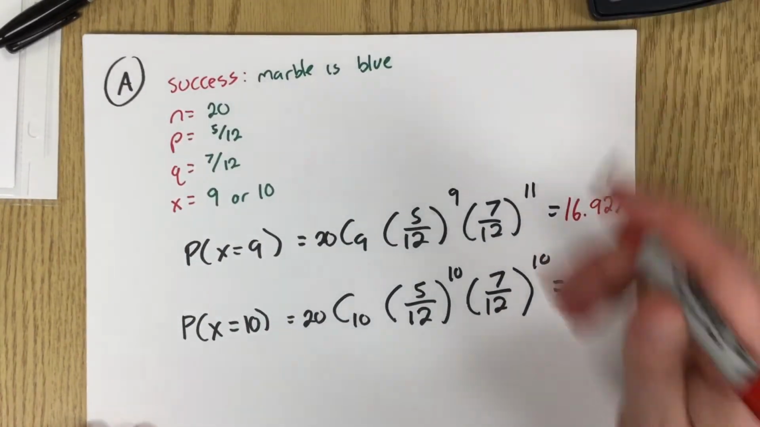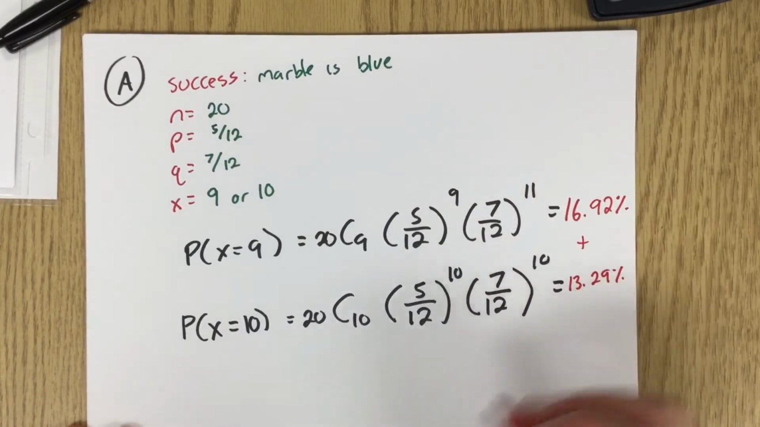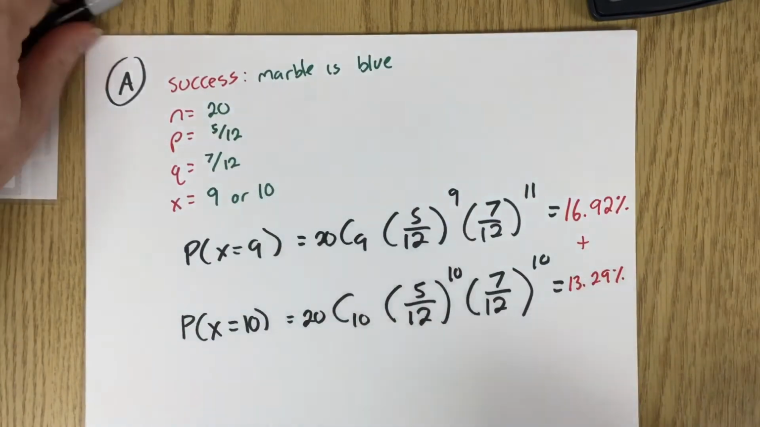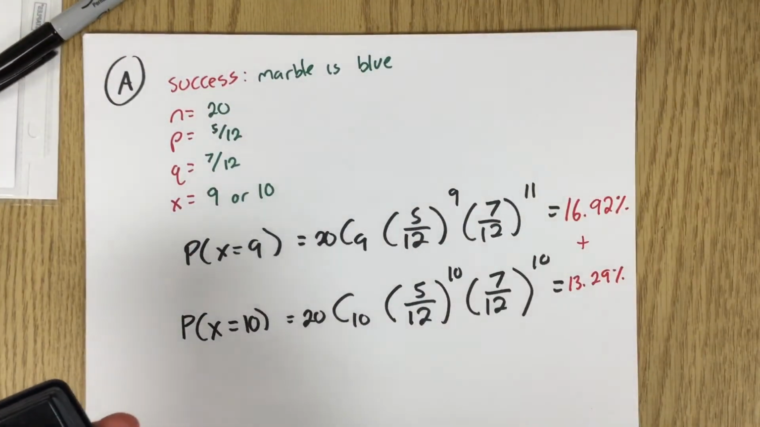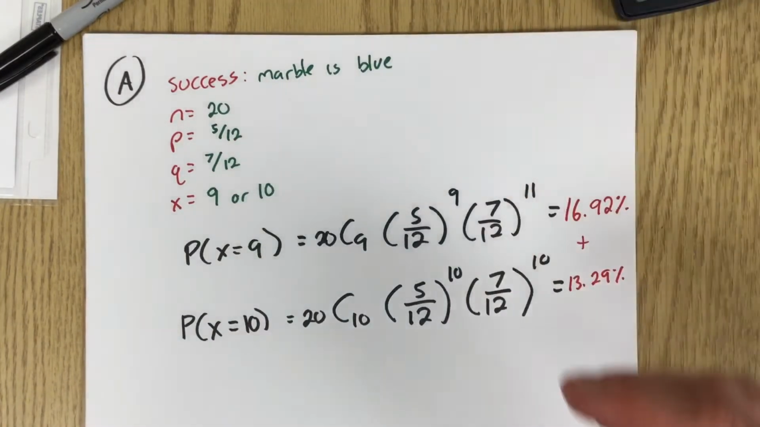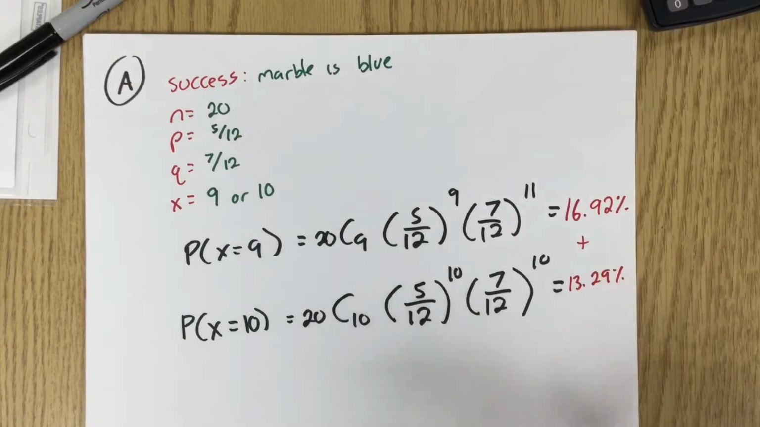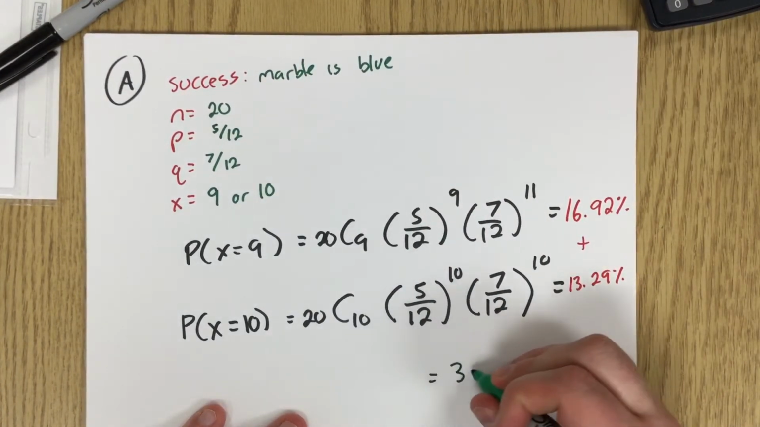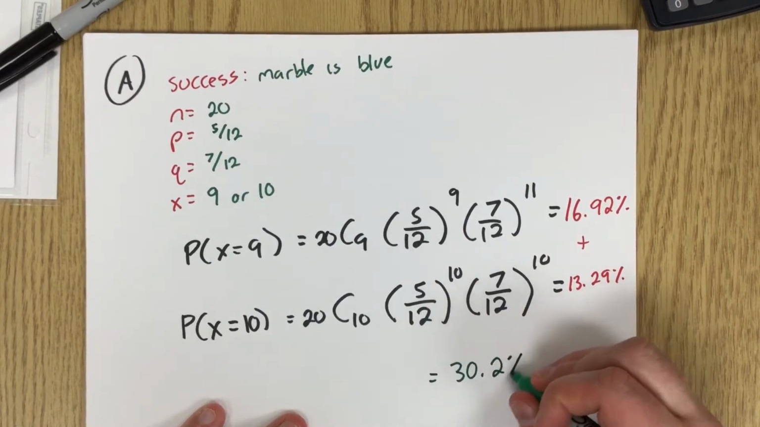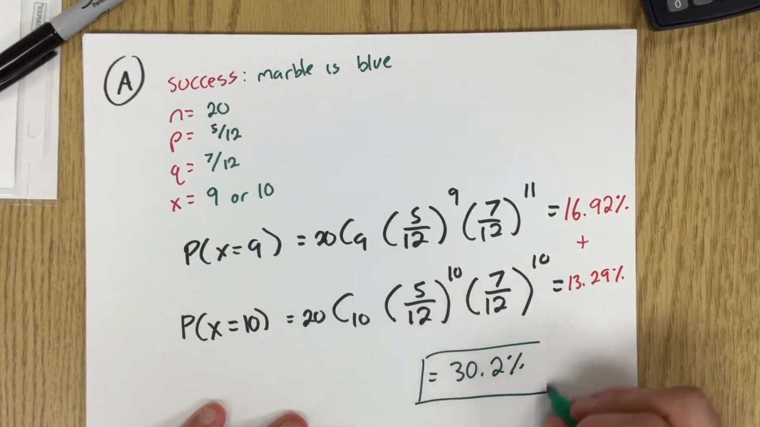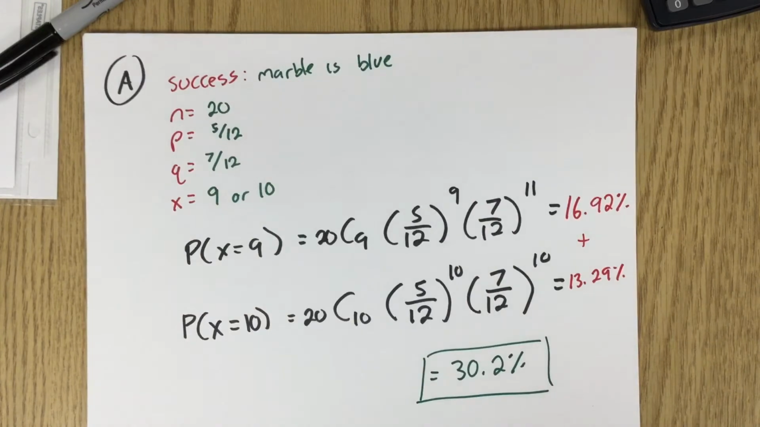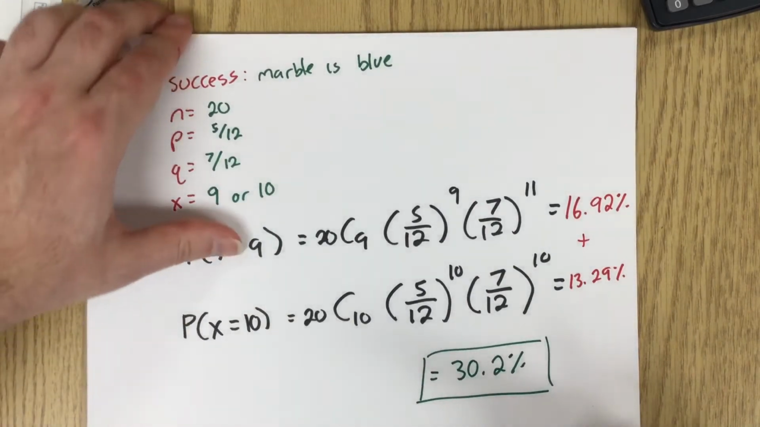And it's cases, so it's going to be this plus this, which is going to be equal to 16.92 plus 13.29, which is 30.21. Which I'm going to round to 30.2. So this becomes 30.2%. So the probability of getting 9 or 10 successes in this situation is 30.2%.